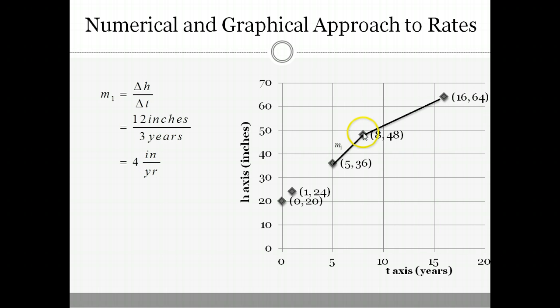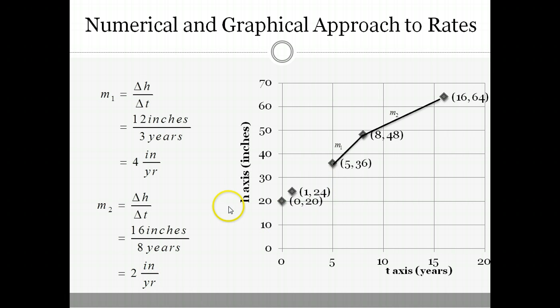We can do the same thing, figure out the average of our rate of growth between the ages of 8 and 16. We'll call that slope m2. And we can see that it's the change in height over the change in time, this time 16 inches, going from 48 to 64, over the difference between 8 and 16, so 8 years. So between the ages of 8 and 16, we grew an average rate of 2 inches per year.